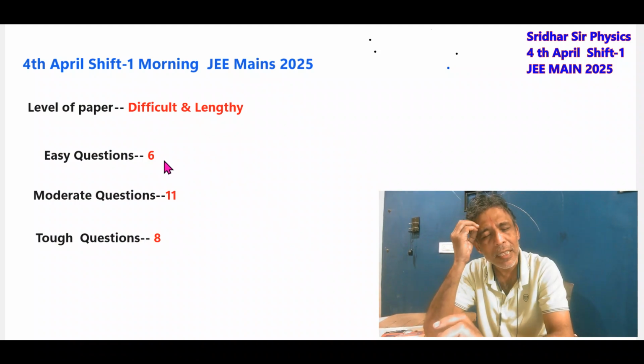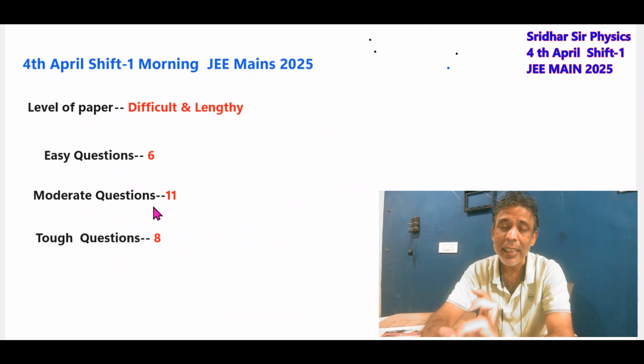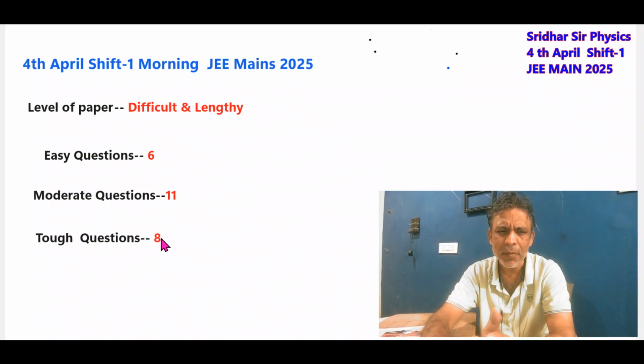There are some 6 questions which come under the category of easy. There are around 11 questions which come under the category of moderate. And the tough questions are 8 in number. Usually in typical JEE standards tough questions will be 2 or 3, but in this paper almost 7 or 8 we can put. So this is the basic structure of the physics paper.